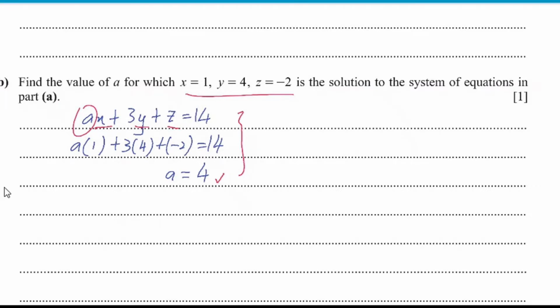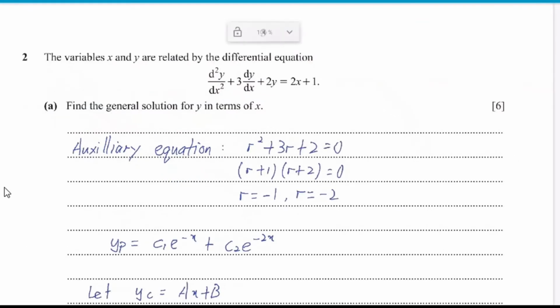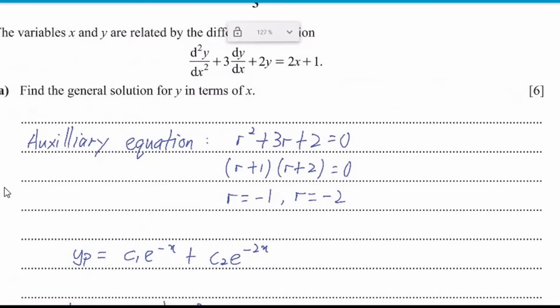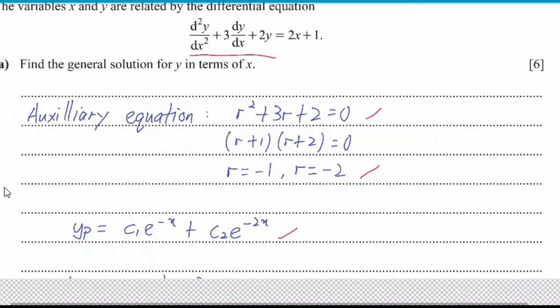For the next question, it's a differential equation question. We need to find the general solution for y in terms of x. So for this case, we take the left-hand side to get the auxiliary equation. Everything is as usual: getting the auxiliary equation, solving the roots from the auxiliary equation, and that is where we get the complementary solution for y.